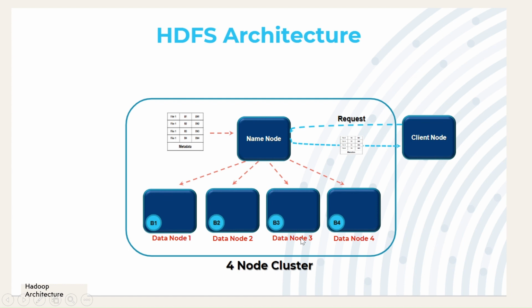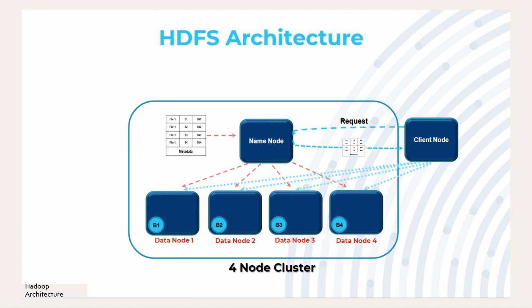So if any client is requesting anything, initially it will go to the name node, and the name node will return the response to the request, whatever the client node has requested. It will return the response as per the metadata it has stored. Now, on the basis of that metadata, the client node will collect the data from different data nodes.